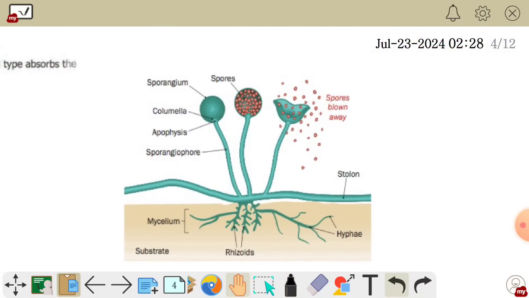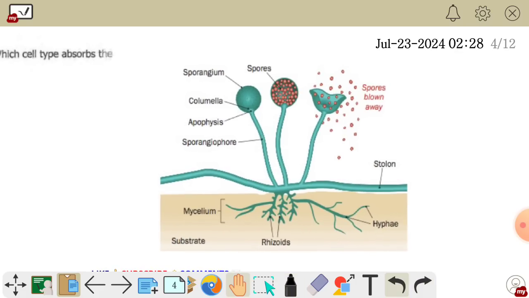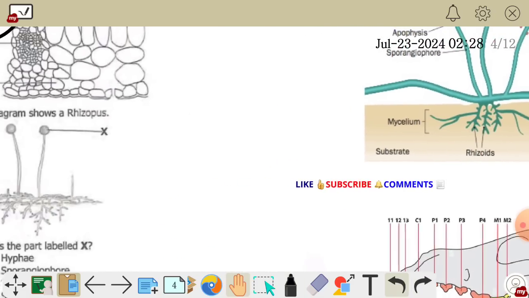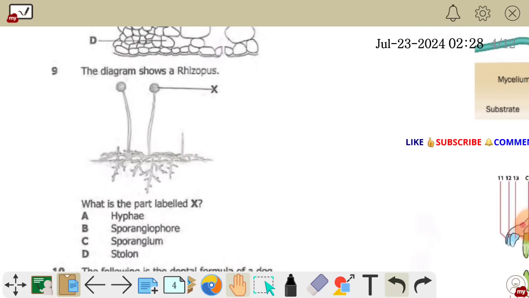Here, the hyphae is going to secrete enzymes which will degrade the substrate, and then the substrate will be absorbed by the rhizopus. That's how it grows. Then from there, production of spores for reproduction. So that labeled structure there is the sporangium, which is this circular part there. So question 9, the correct answer is C.